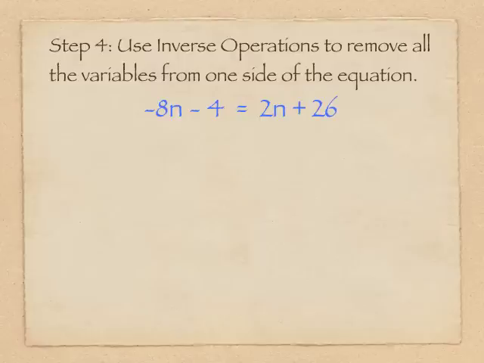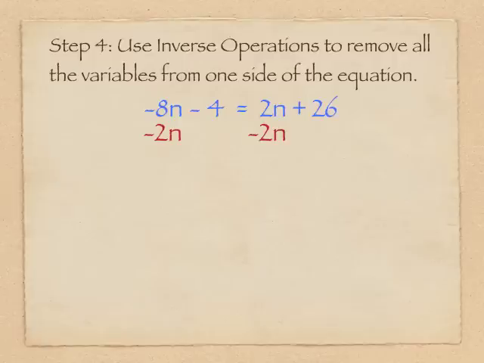So before we actually remove the minus 4 or the negative 8 times n, we want to do a step where we remove from one side the variable. So we're actually going to do the inverse of 2n, or plus 2n on one side, and we're going to subtract that variable from the right side. Remember, if I do something to one side, I have to do it to the other.